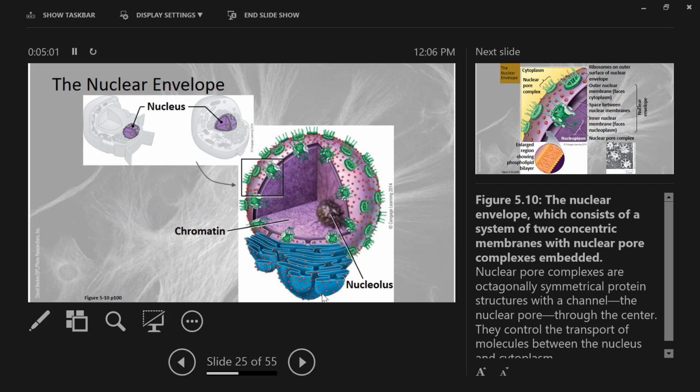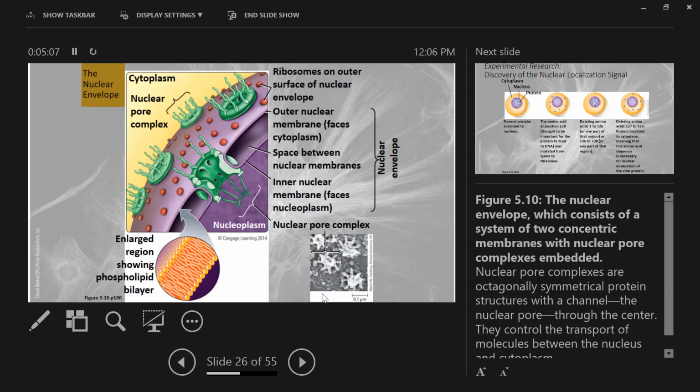So here's an image of that nuclear envelope, which is part of the endomembrane system. And then here's a zoomed in version of these nuclear pore complexes that allow materials to move through the nuclear envelope, either entering or exiting the nucleus.